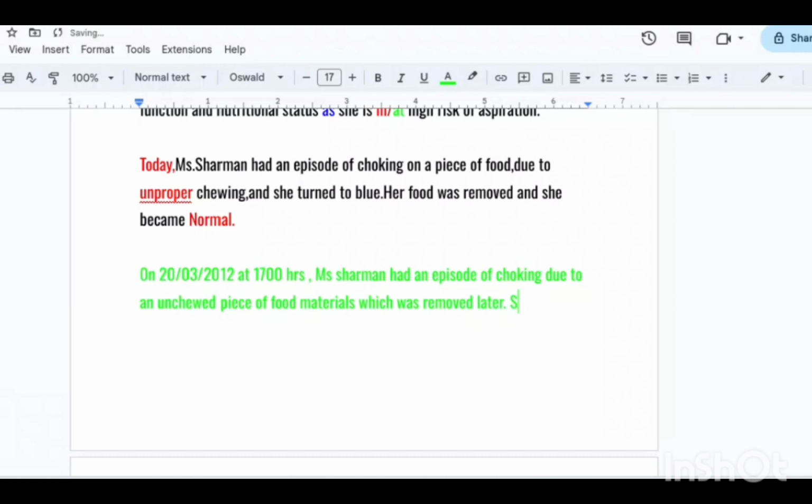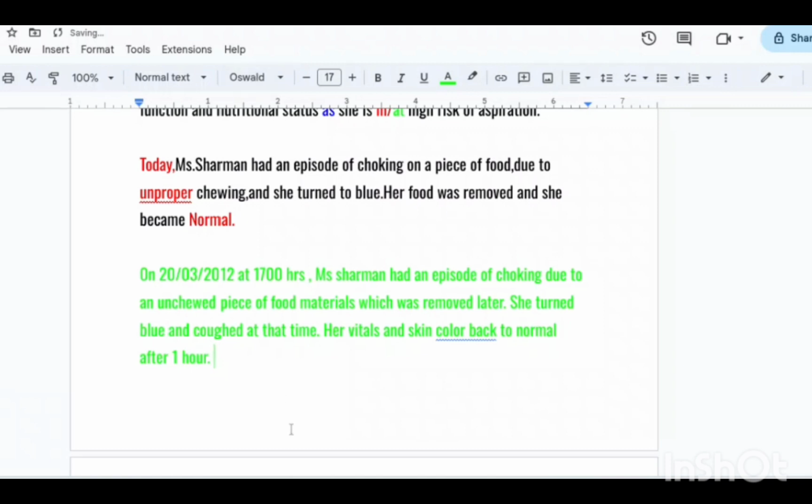So you can say she turned blue and coughed at that time, and her vitals and skin color went back to normal after 1 hour. Okay, so that would be fine. Okay, that's about that.